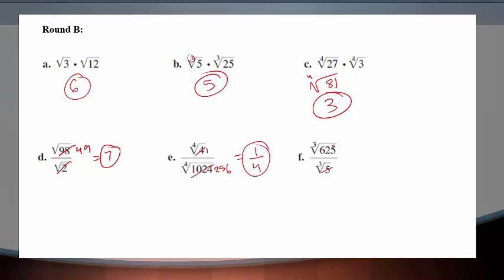5 does go into 625 125 times, and the cubed root of 125 is 5.